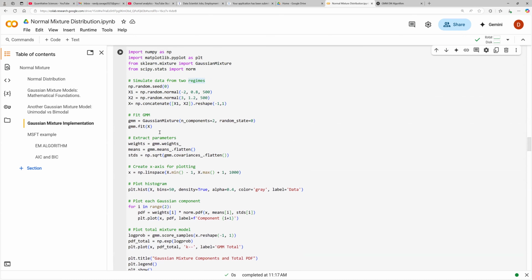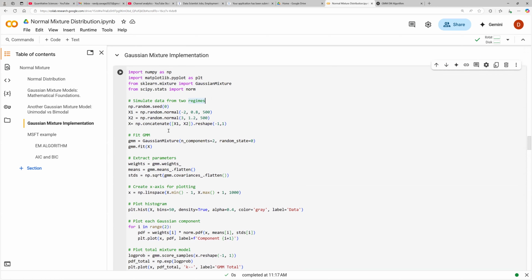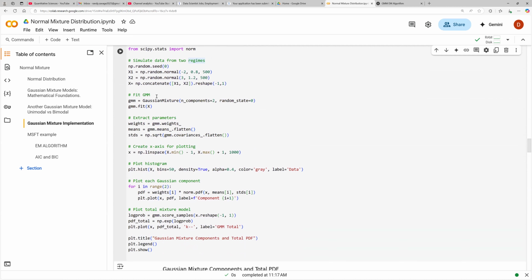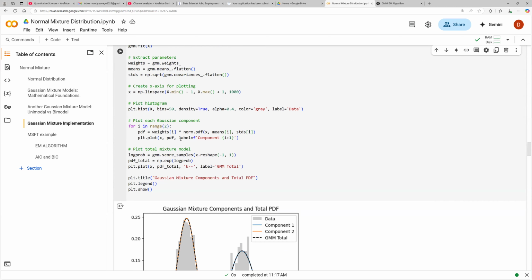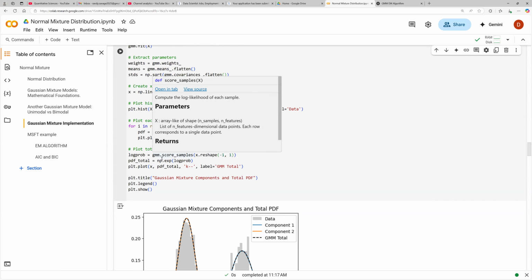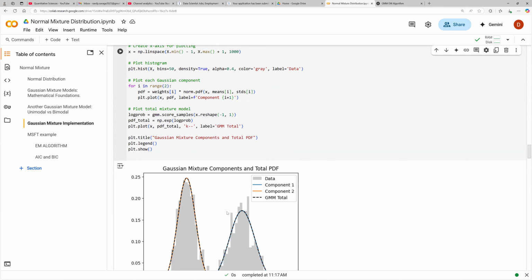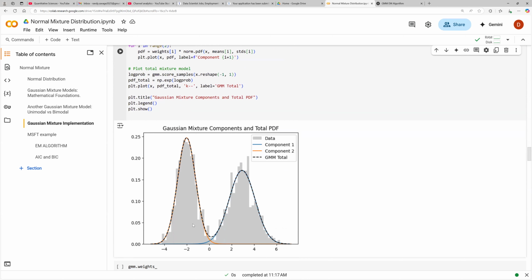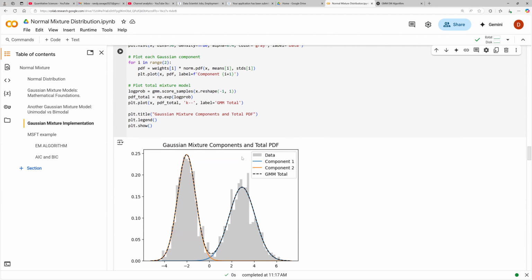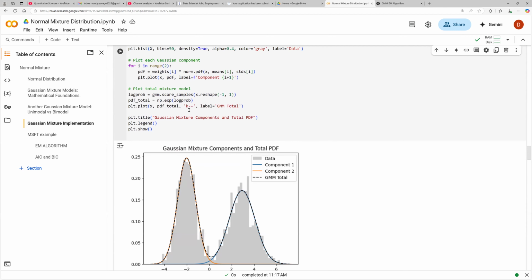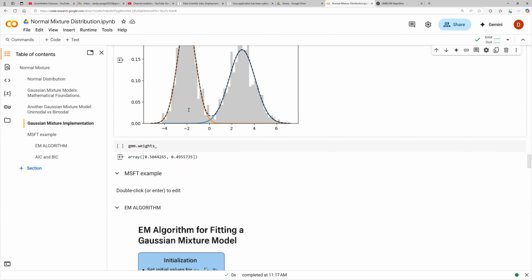Here we extract the parameters from this implementation. Underneath the hood is an EM algorithm. If we look at this, basically we're calculating the log probabilities, taking the PDF total, and we get the combined GMM total, the dashed line, where the orange and the blue are the densities for component 1 and component 2. So we're using something called an EM algorithm.